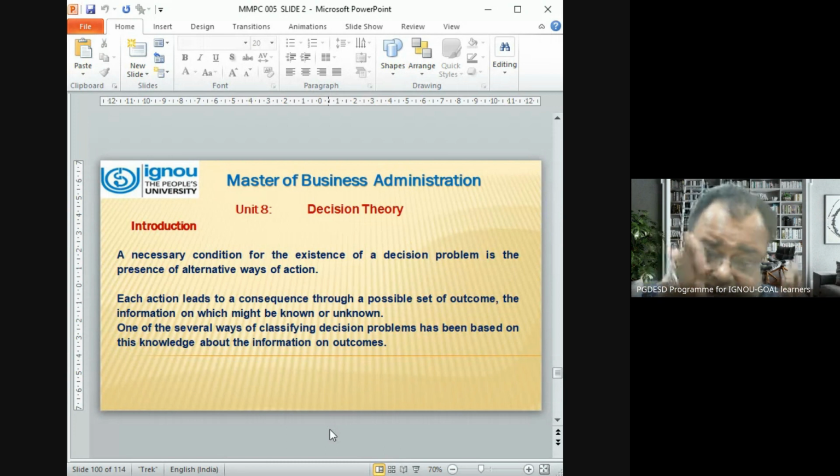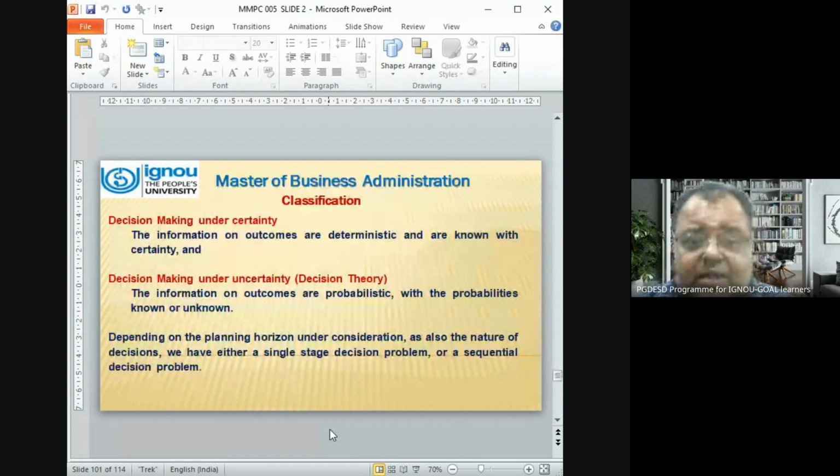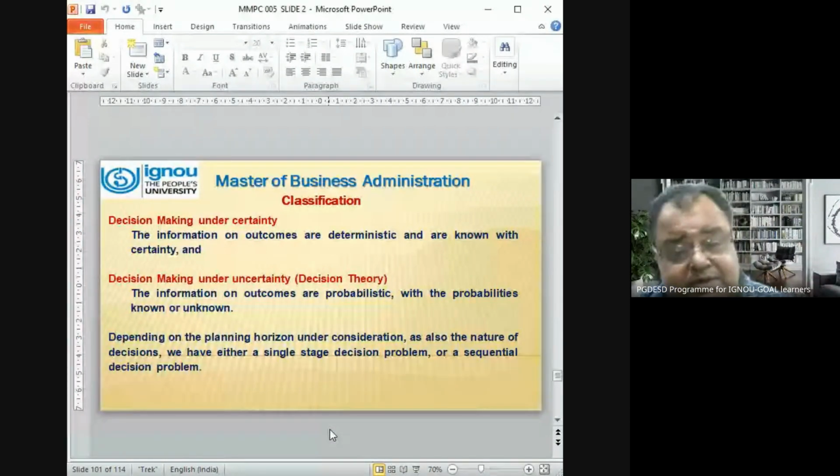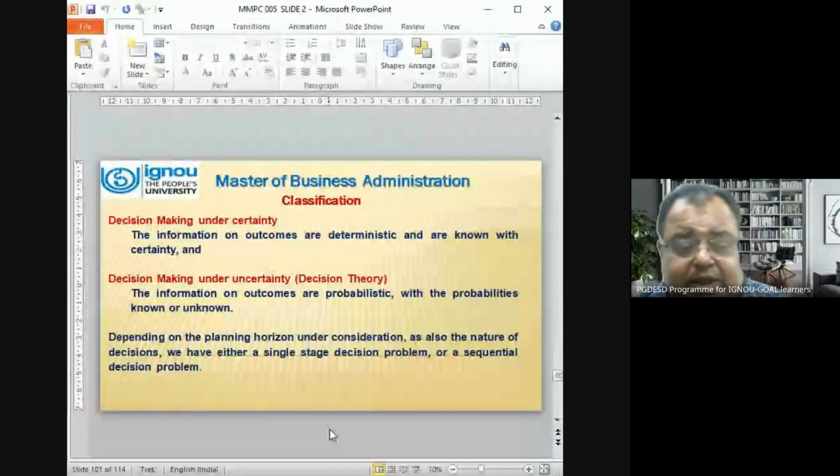Decision making under certainty: that means we are confirmed. The information on outcomes is deterministic and known with certainty. And decision making under uncertainty: the information on outcomes is probabilistic, with the probabilities known or unknown. Depending on the planning horizon under consideration, as also the nature of the decision, we have either a single stage decision problem or a sequential decision problem.